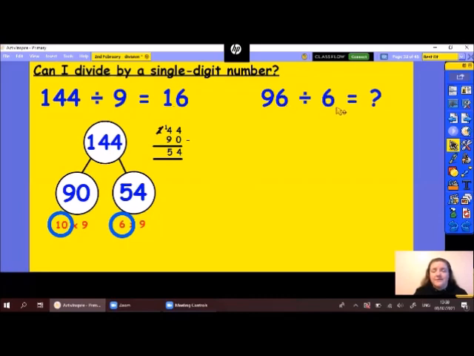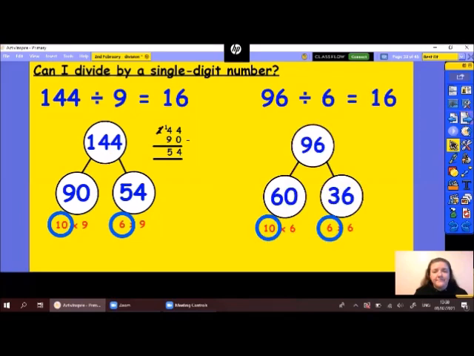Let's now have a look at this one, 96 divided by 6. Well, same thing again. Put the 96 at the top.